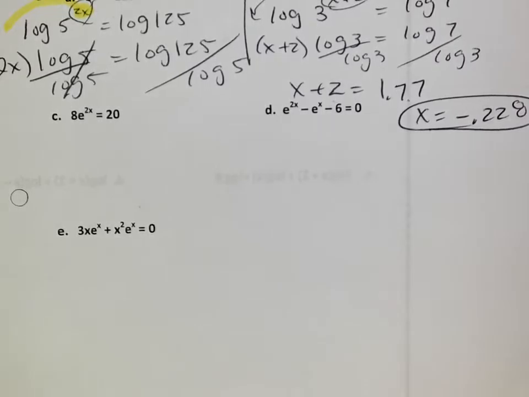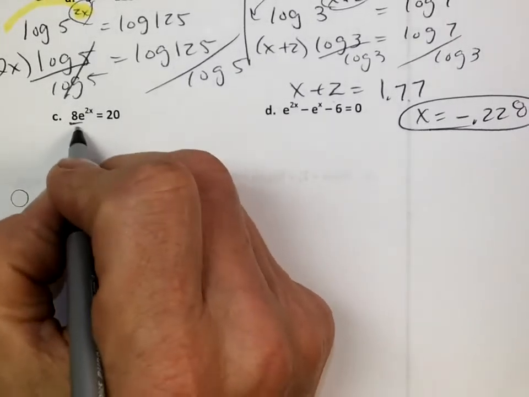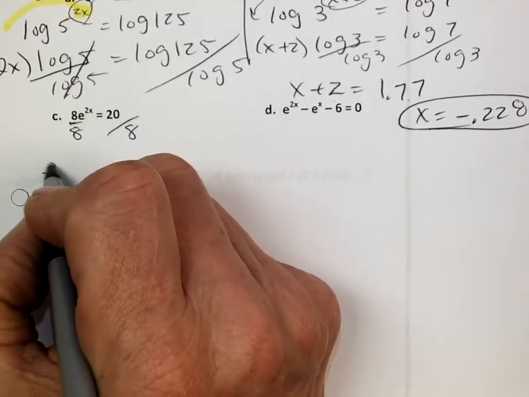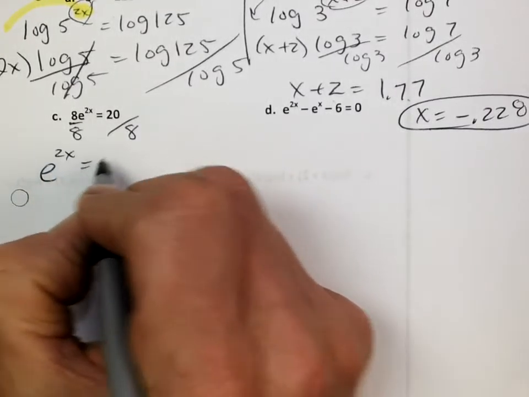C, all right? Divide by 8 first. Does that make sense? Divide by 8 first. What is 20 divided by 8? 2.5, right? So I have e to the 2x equals 2.5.